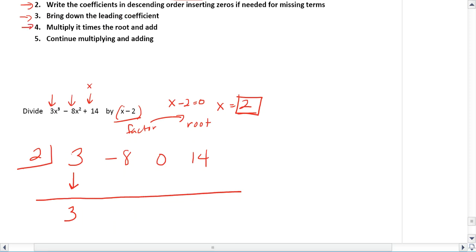Now step 4, we start this multiply and add, multiply and add. What we multiply is the 2 times the 3 and get 6 and put it right here. And then we add straight down. Negative 8 plus 6 is negative 2. And then we repeat that. Multiply the 2 times the negative 2, and we get negative 4. And we add straight down. And then we multiply 2 times the negative 4, we get negative 8, and we add straight down to get 6. So now we have to know how to interpret this answer.